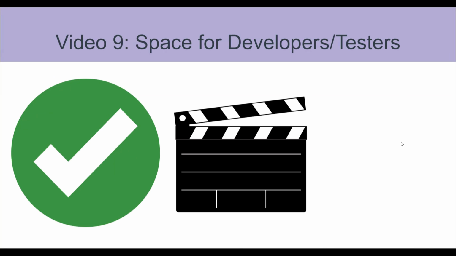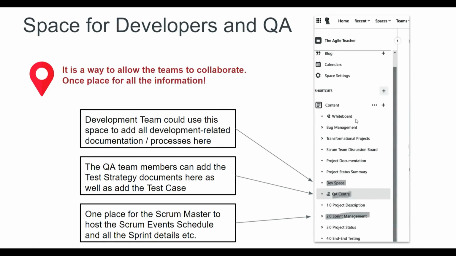So let's continue building more pages on Confluence. In this case, let's add a page for the developers and one for the testers so that they can add all the information they need. For the developers, what I normally do is create a page called Dev Space and another one called QA Center for them. And a third is something that I use for myself called the Sprint Management.